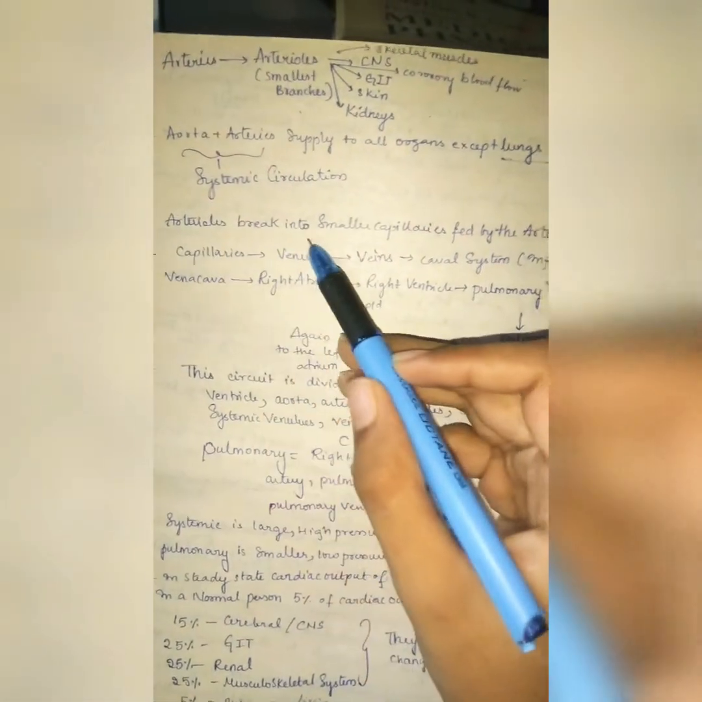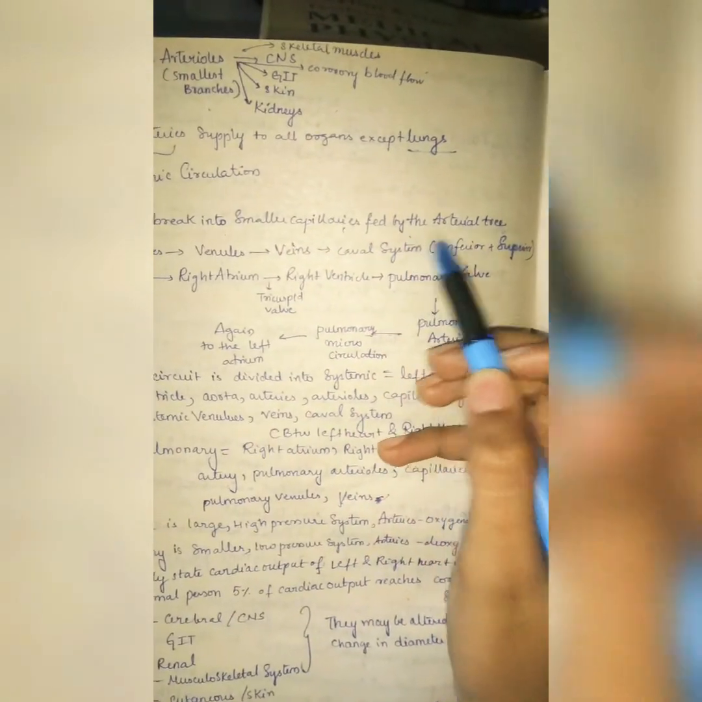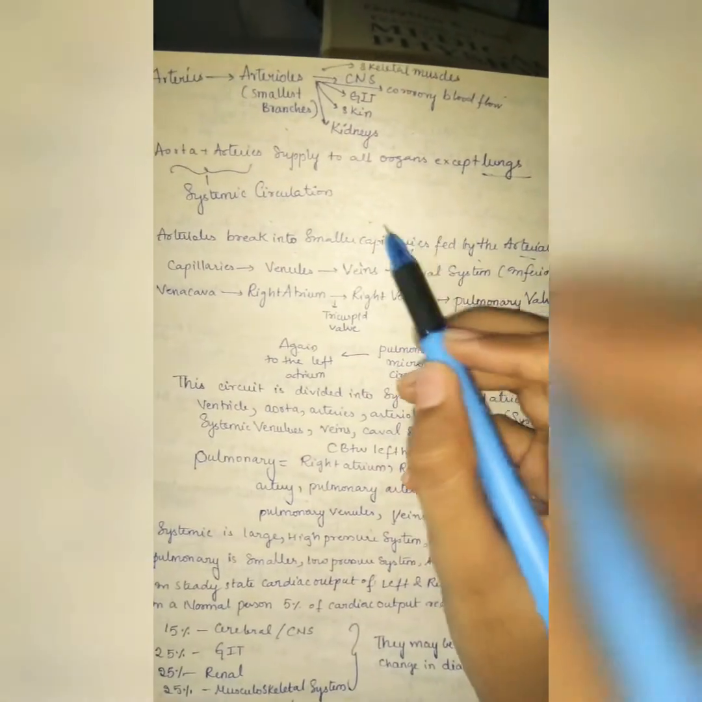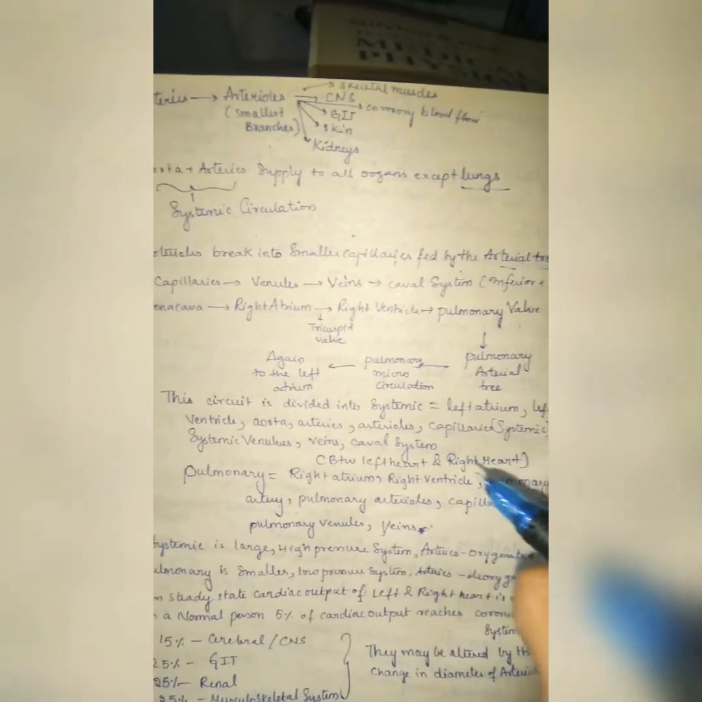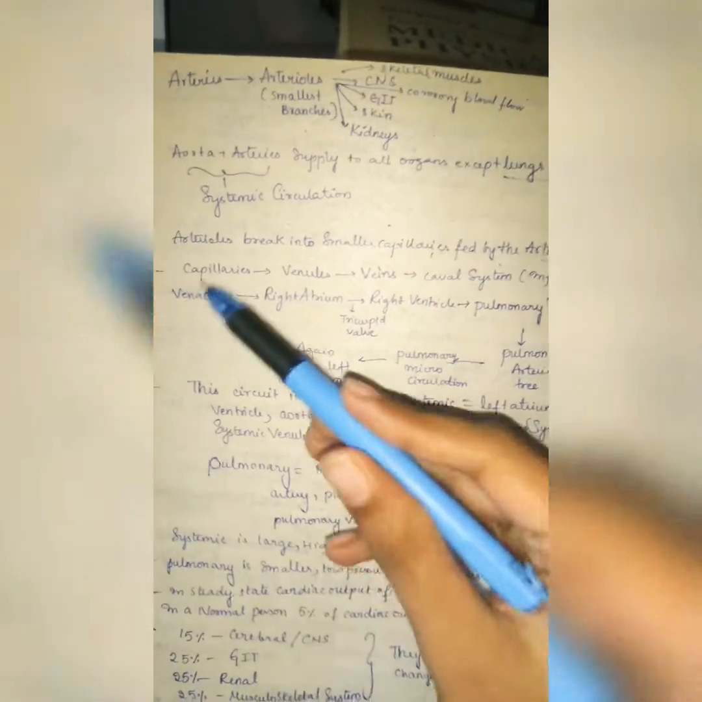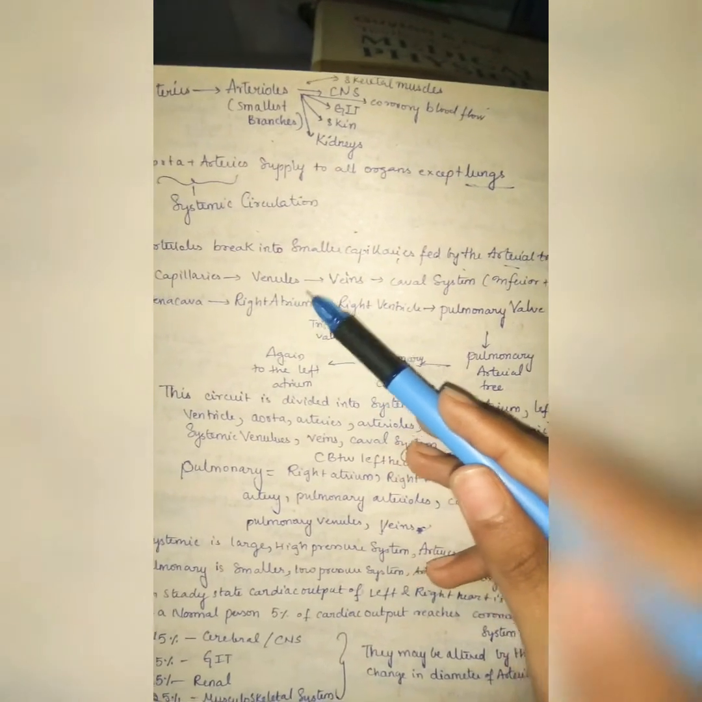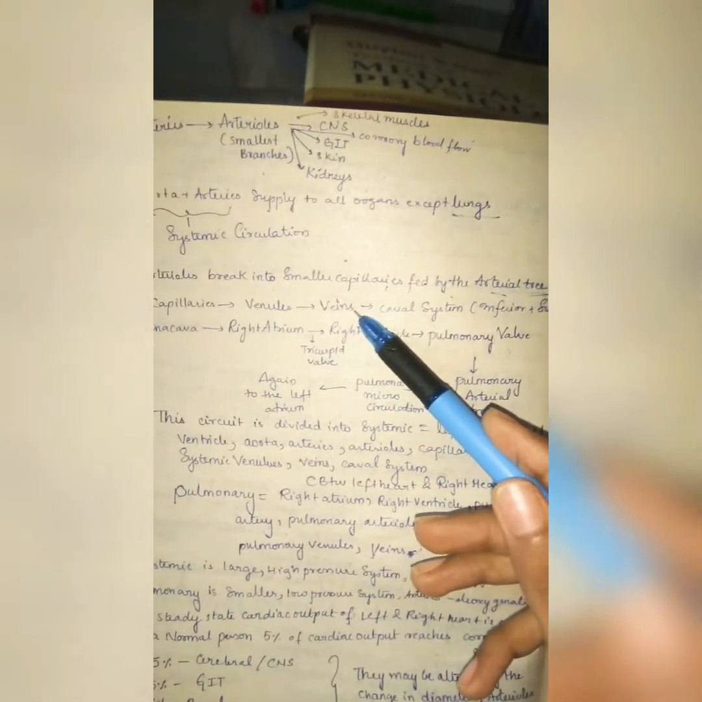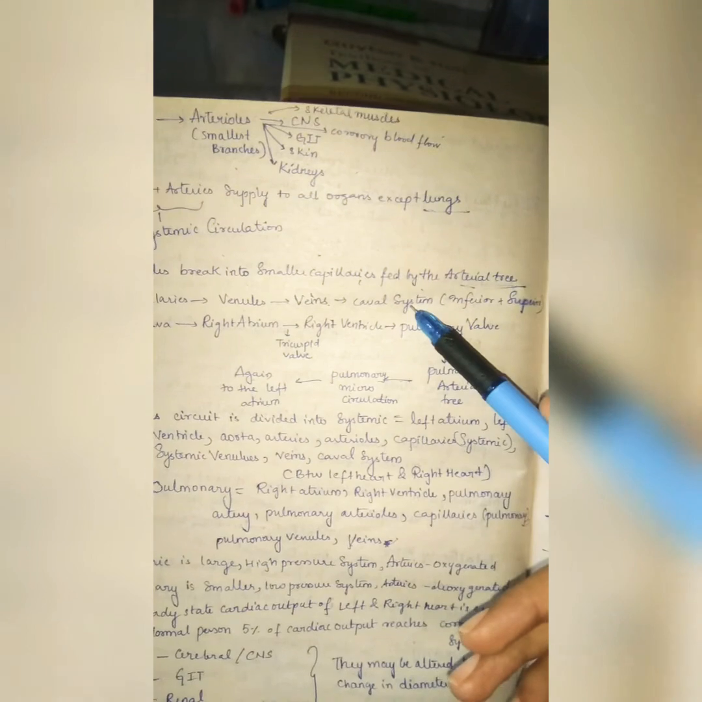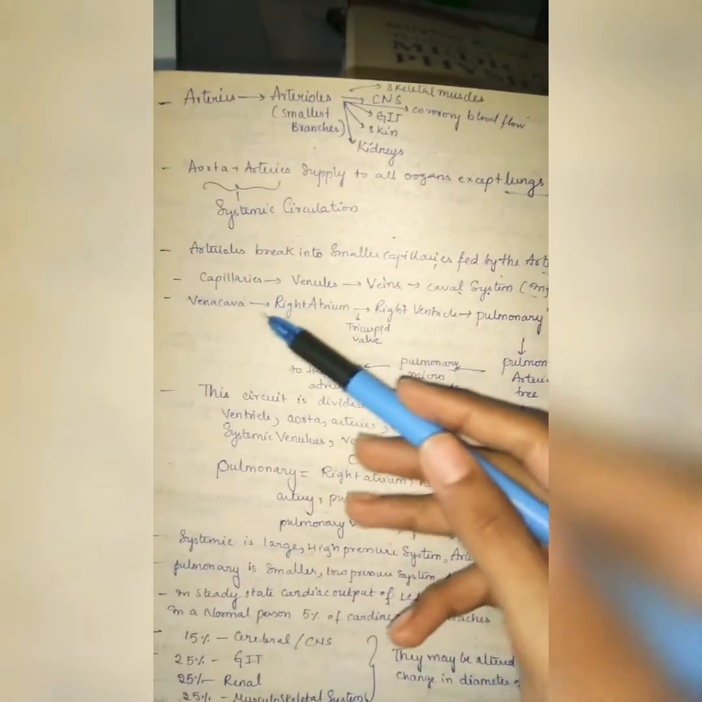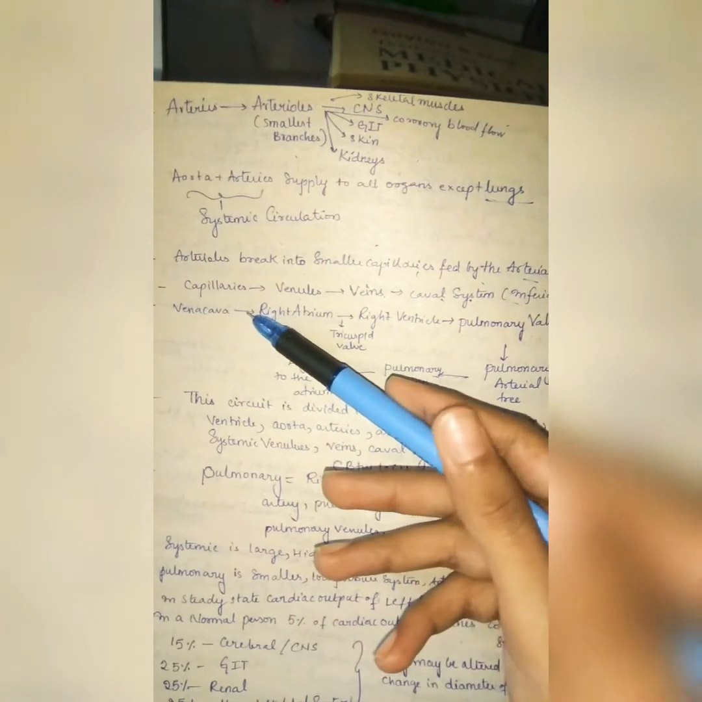Arterioles break into smaller capillaries which are fed by the arterial tree. Further, these arterioles are broken down into smaller capillaries. In the capillaries the exchange mainly takes place, not in the arterioles. After capillaries, they transform into venules, and from venules into veins, and finally the veins join into our caval system, the inferior and superior vena cava. From the vena cava, inferior or superior, it reaches the right atrium.